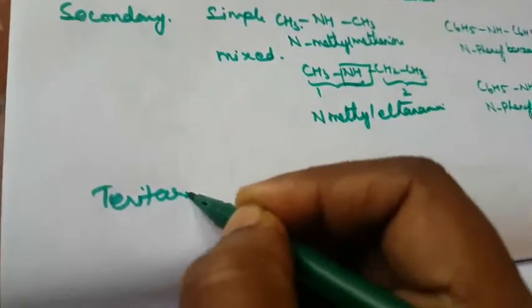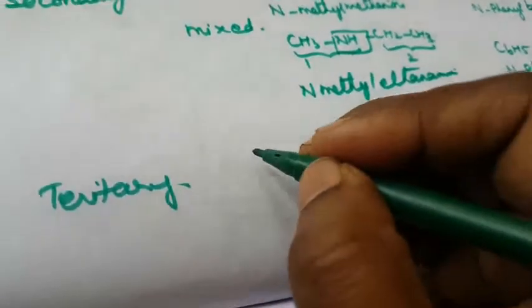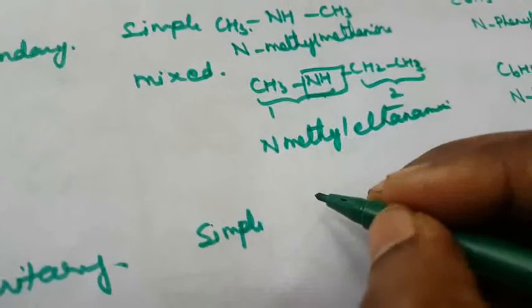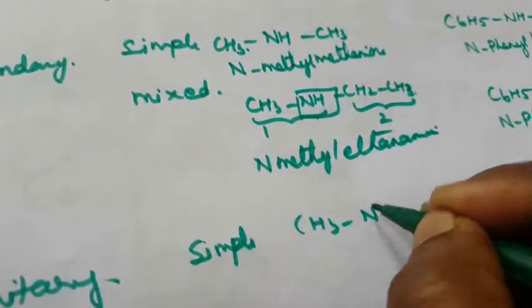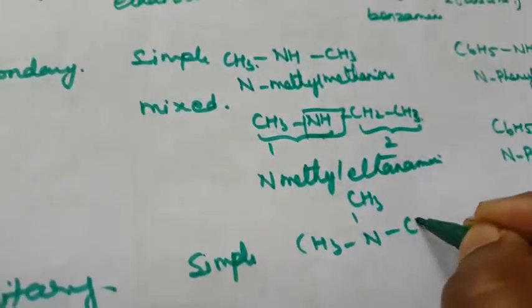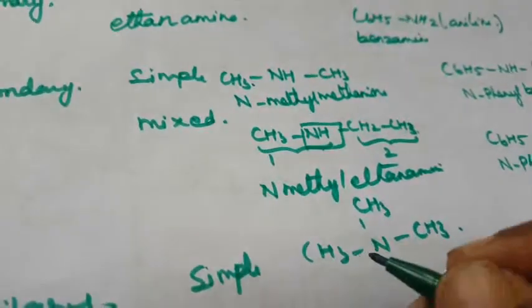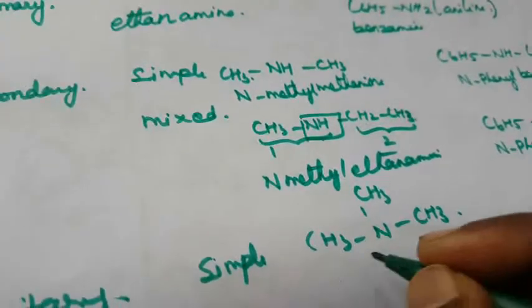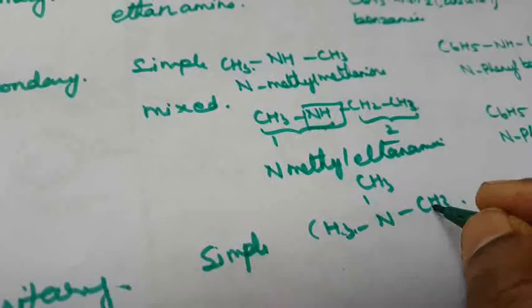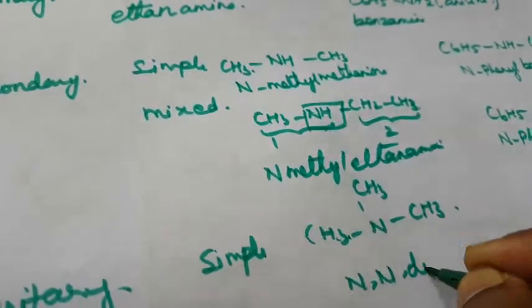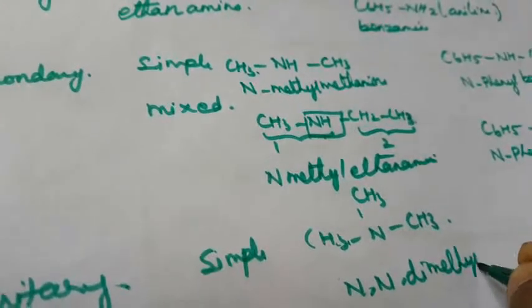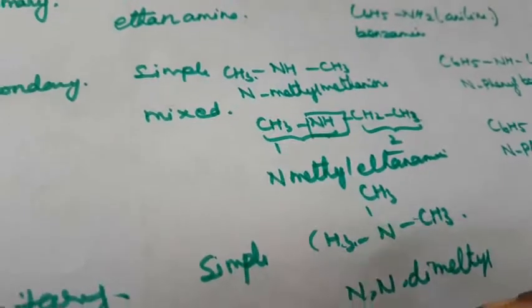That is only a single compound. Again simple and mixed. Simple means that is CH3 N CH3 CH3. What is this compound? N,N-dimethyl methanamine. N, N. So here one N, here the methyl, that is N,N-dimethyl methanamine.